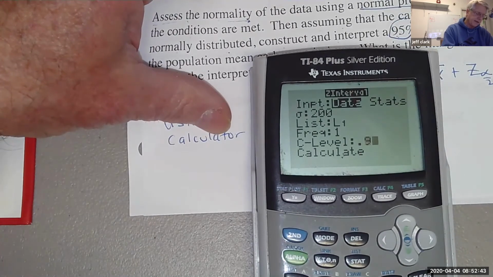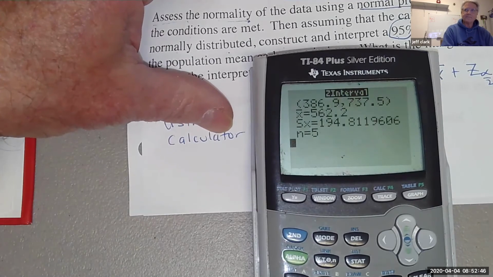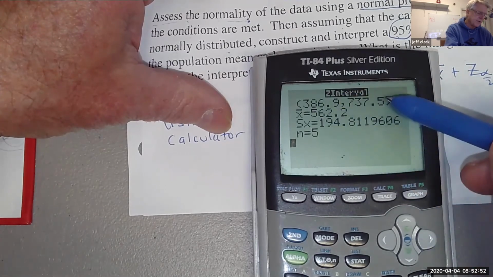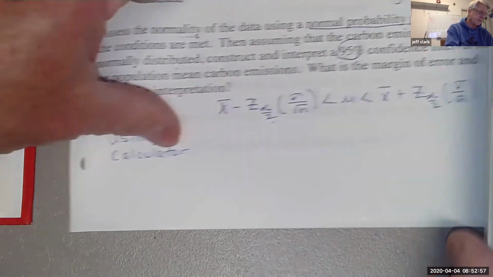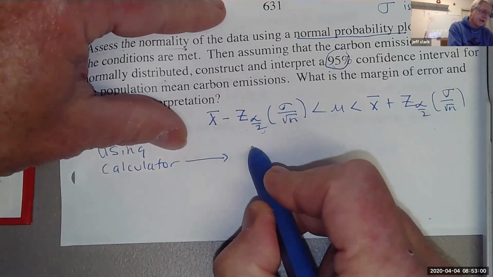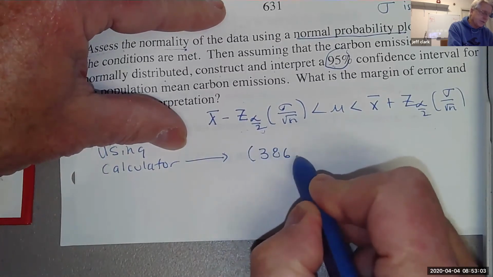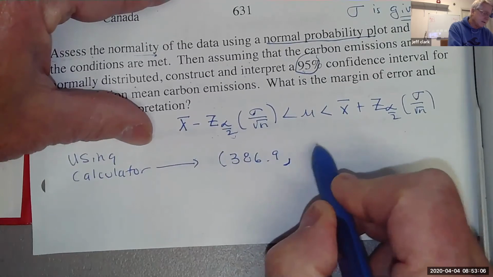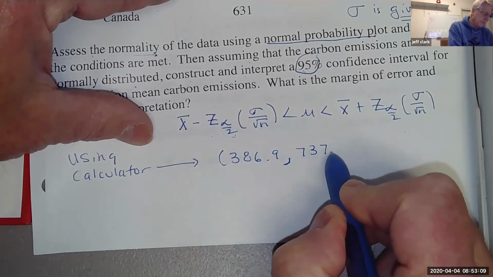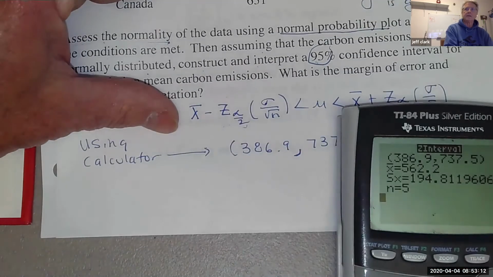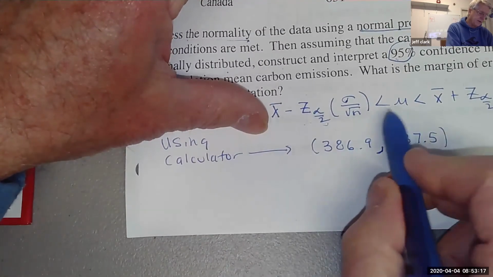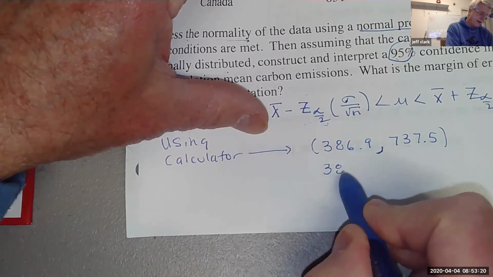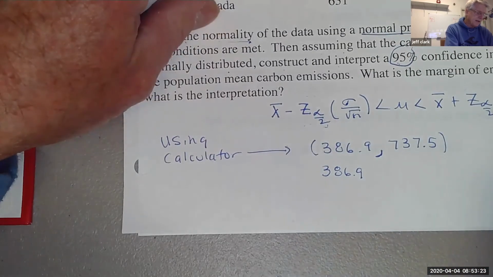So 0.95, hit calculate, and then that answer, remember, is an interval notation with parentheses, and there's a comma right there. So there are two numbers. Using the calculator, you have parentheses 386.9, big fat comma, 737.5. Yep, that looks good. And then if I wrote it in inequality notation, it would be 386.9. Units of measurement.